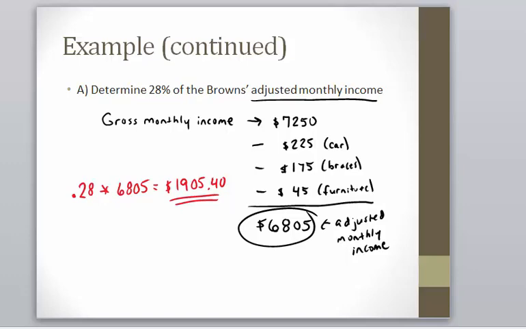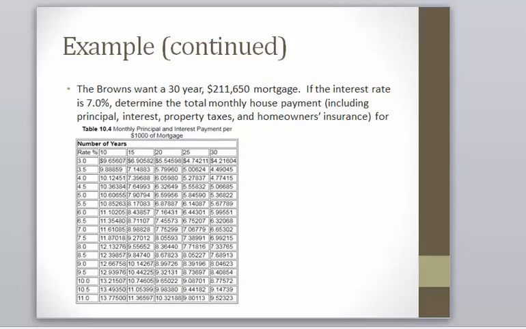Let's move on to Part B. Part B tells us that the Browns want a 30-year, $211,650 mortgage. If the interest rate is 7%, determine the total monthly house payment, including principal, interest, property taxes, and homeowner's insurance for this mortgage. There are two ways that we can calculate a monthly house payment, and we're going to look at both of them in this problem. One of those is using this table that we have shown on the screen. This is Table 10.4, which is located in your textbook.